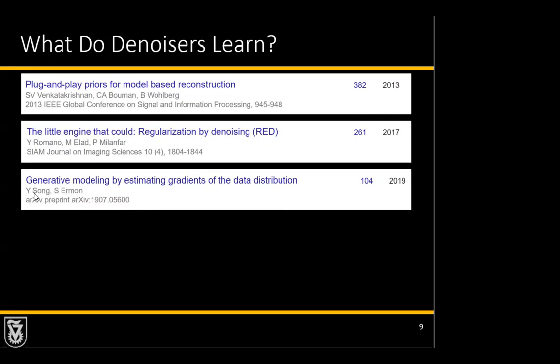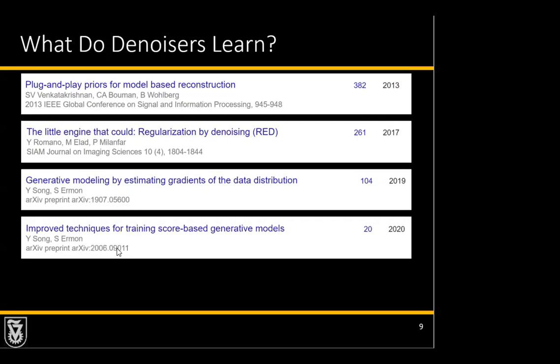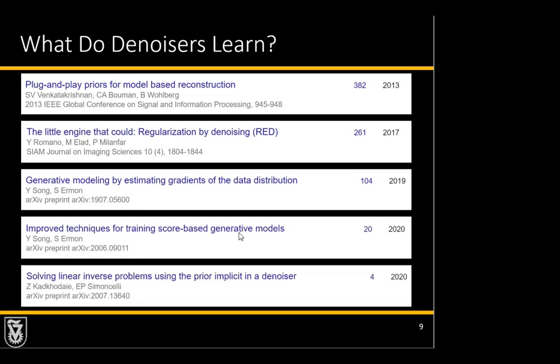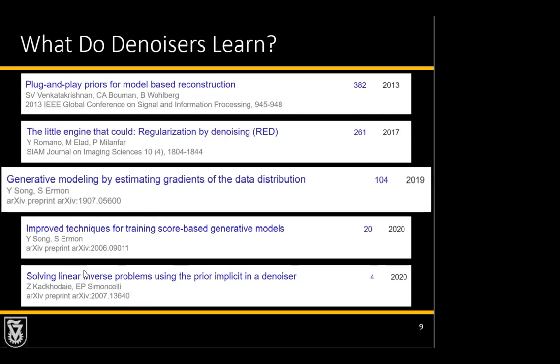In 2019, Song and Ermon from Stanford came up with a way for using a denoiser for generative modeling, for generating images out of thin air. They improved upon this again in 2020. And in 2020, Simoncelli from NYU also introduced a way to solve inverse problems, a subset of inverse problems, using the same ideas presented in this paper. So right now we will move on to focus on this paper because we rely on it in our work, and discuss their core idea.